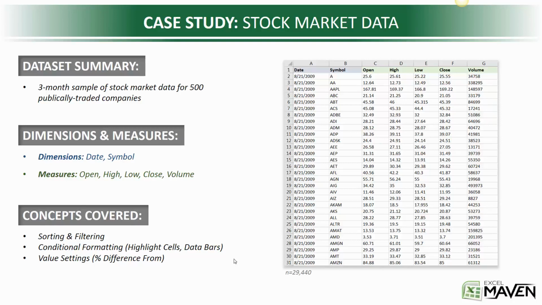All right, our next case study is using stock market data. And we have a pretty simple data set to work with here. It's a 3-month sample of stock market data for about 500 different publicly traded companies. And looking at the screenshot to the right here, we've got 29,440 observations with just a few simple dimensions and measures.